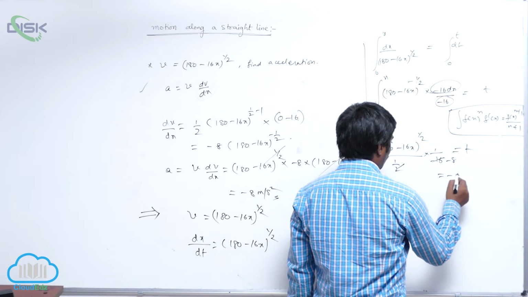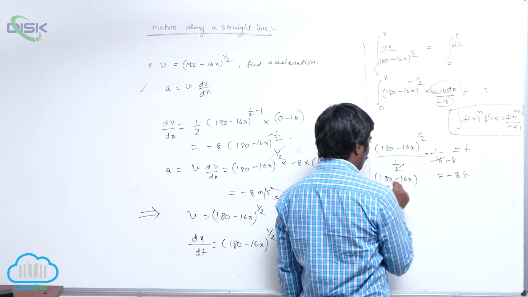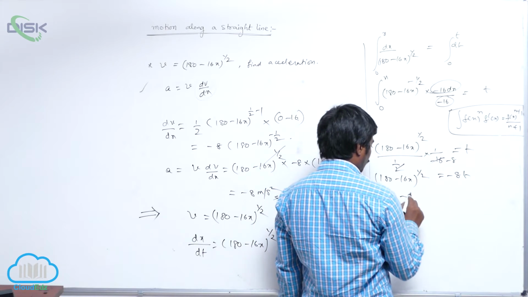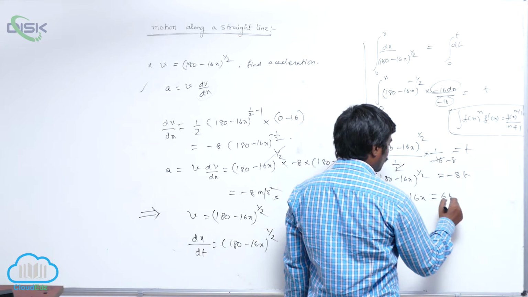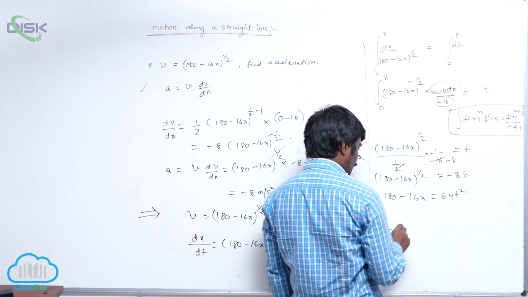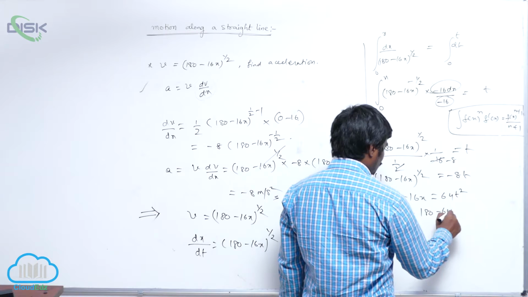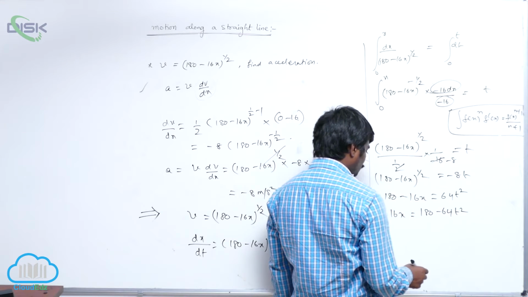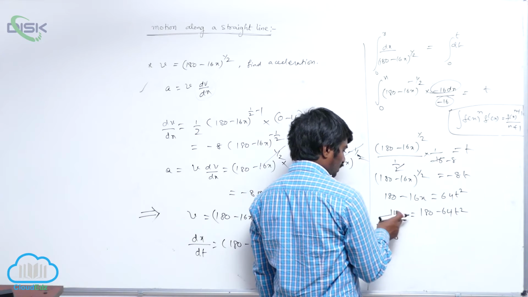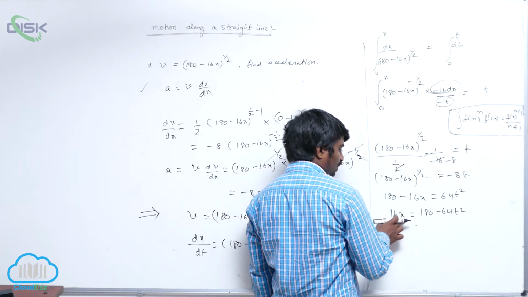Now minus 8, that means minus 8t is equal to (180 minus 16x) whole power 1 by 2. You can square on both sides. 180 minus 16x is equal to 64t square. So what you are going to get? 16x is equal to 180 minus 64t square, and dx by dt is velocity. Here you can send this 16 to this side, so you will get x as a function of t.